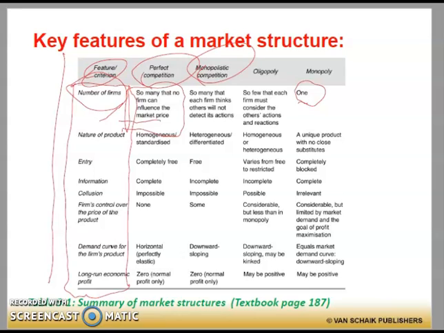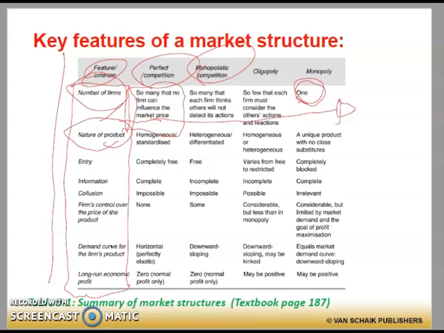Moving from perfect competition to monopoly, with perfect competition there are so many firms that no firm can influence the market price. With monopolistic competition, there are so many that each firm thinks others will not detect its action. In oligopoly, there are so few that each firm must consider the actions and reactions of other firms. And in a monopoly, there's only one firm, and it is the only one who influences or sets the price without any competition.